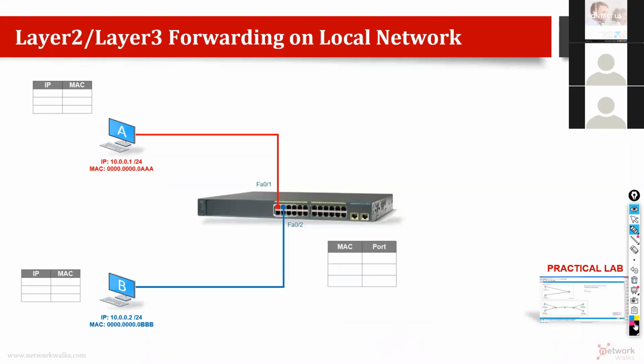So initially, let's say we do a ping. We type a command on this computer. We open the command prompt and we type ping 10.0.0.2. So for us, it looks very simple, but actually there are hundreds of things happening in the background. So this ping is which layer protocol?